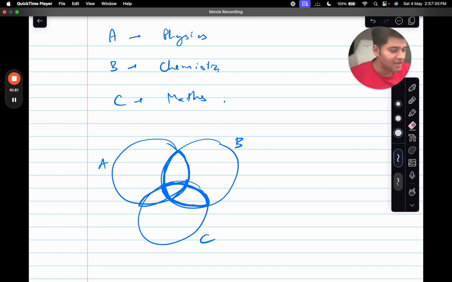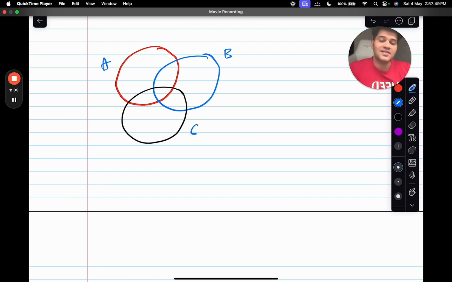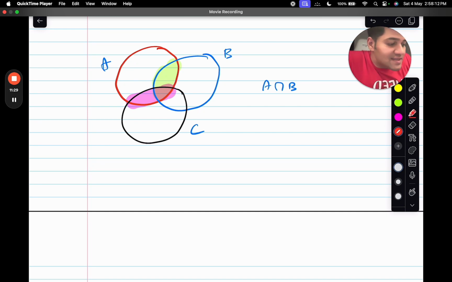So let me try to show it in different colors. Let me again do it. So this is A, and this is B, and let us say this is C. So I have A, B and C now, and I would try to fill the different intersection parts. So let us focus on A intersection B. A intersection B actually is, I think, this part. This is A intersection B. And what part is A intersection C? This thing here is A intersection C. And what part is B intersection C? This thing here is B intersection C.